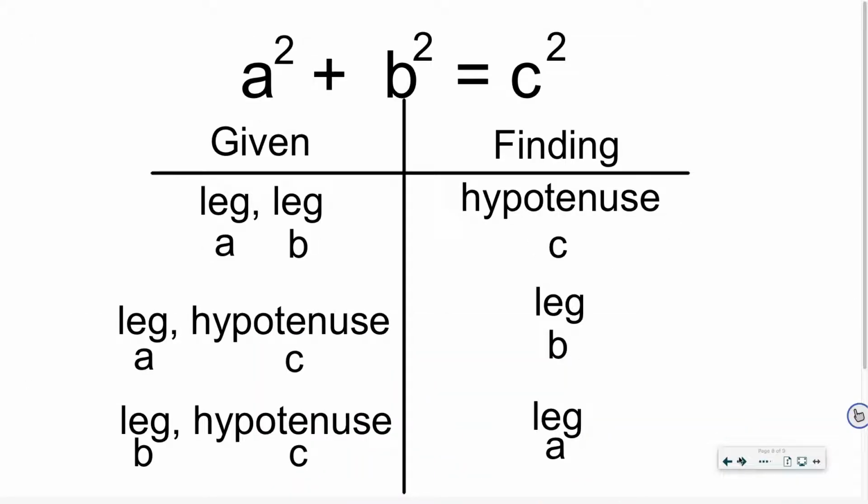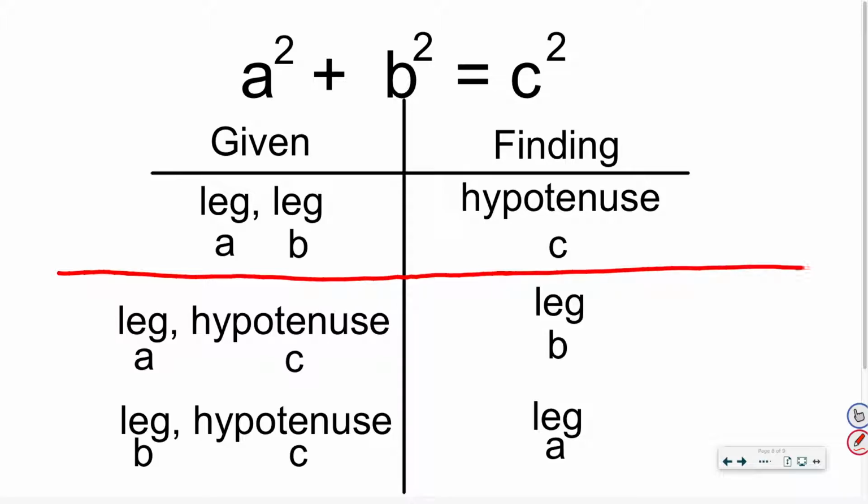So this is the last thing that I want you to write down. This is a really great guide for, based on what you're given, what you're going to be finding. Okay, so if we have the formula a squared plus b squared equals c squared, if we are given two legs, we are finding the hypotenuse. So if we are given a and b, we're going to be finding c. So this was last week. So write these three examples down.